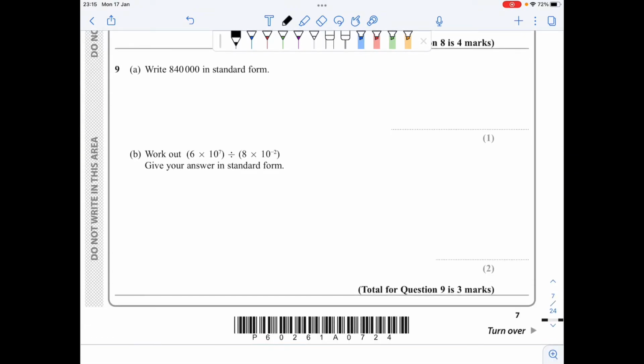In part A, this number in standard form is 8.4 × 10⁵. And in part B, if I do this division, I'm going to get 6 ÷ 8 = 0.75 × 10, and then I need to subtract powers of 10, so 7 − −2 = 9. This is not in standard form, so I'll need to convert it. It becomes 7.5 × 10⁸.